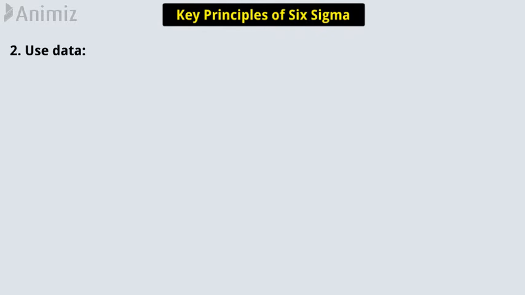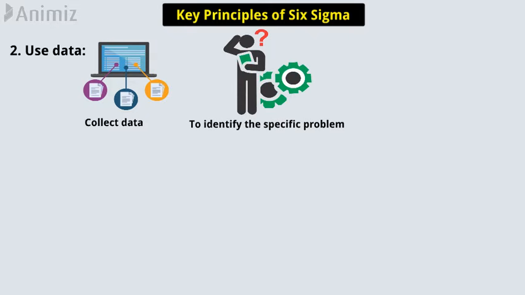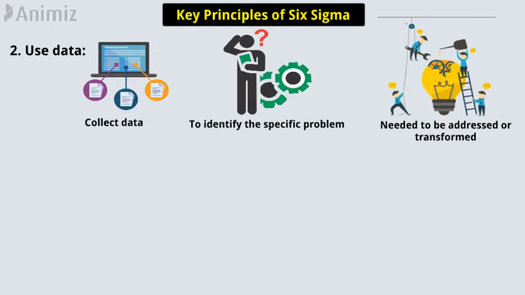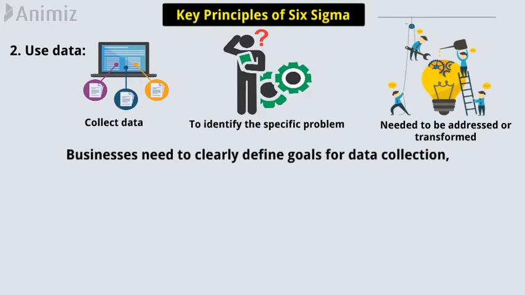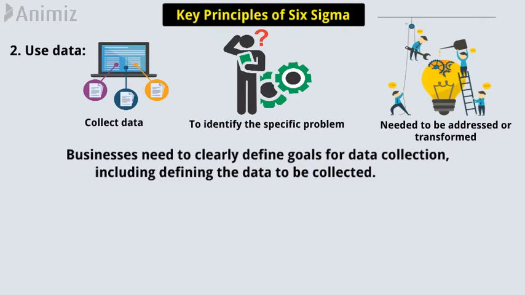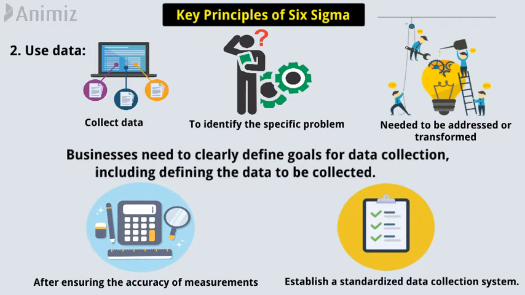Use data. Collect data to identify the specific problem area that needs to be addressed or transformed. Businesses need to clarify goals for data collection, including defining the data to be collected. After ensuring the accuracy of measurements, establish a standardized data collection system.